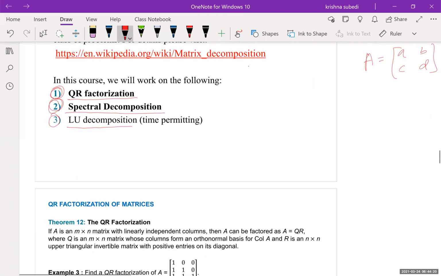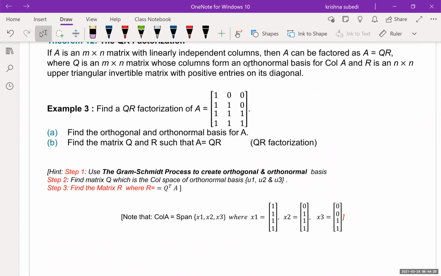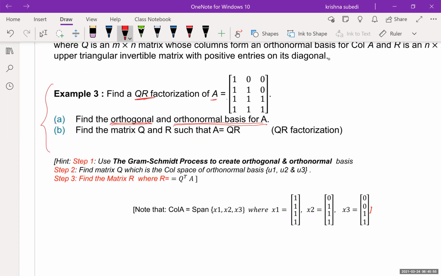Now, what is QR factorization? The process is this. If you want to find the QR factorization of a matrix A, then first you need to find the orthogonal and orthonormal basis of the given matrix, exactly the same way that we did in the previous example. We find the orthogonal and orthonormal basis of A. And I trust that all of you know how to do that. Part A, guys, I trust that you'll be able to do this by yourself: find the orthogonal and orthonormal basis for A.